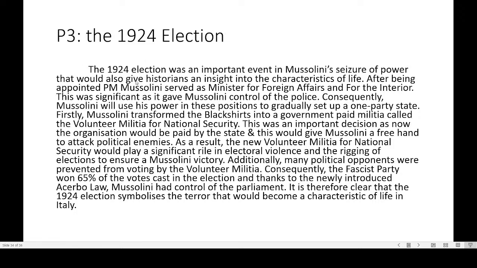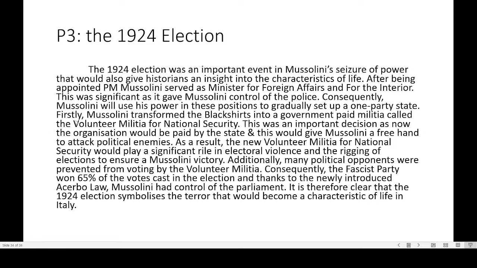So the 1924 election was an important event in Mussolini's seizure of power that would also give historians an insight into the characteristics of life. So although this was, I suppose, an event in his rise to power, I'm using this and I'm phrasing it in a way that's going to give us an insight into what life would be like under Mussolini. After being appointed Prime Minister, Mussolini served as Minister for Foreign Affairs and for the Interior. This was significant as it gave Mussolini control of the police. Consequently, so changing ideas, Mussolini will use his power in these positions to gradually set up a one-party state.